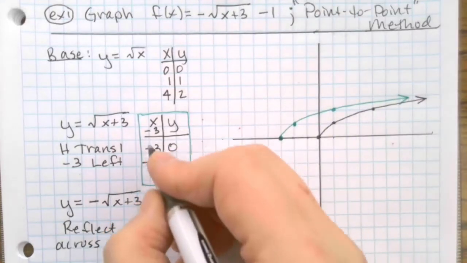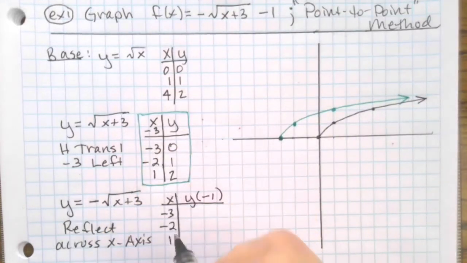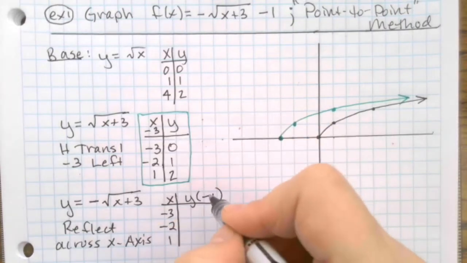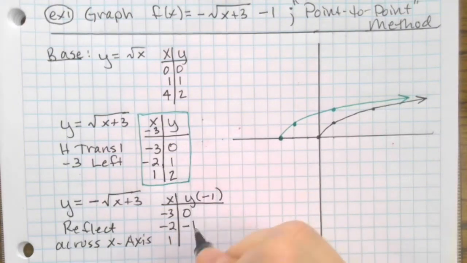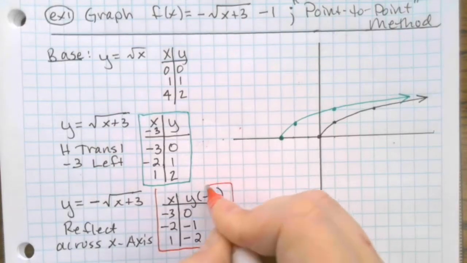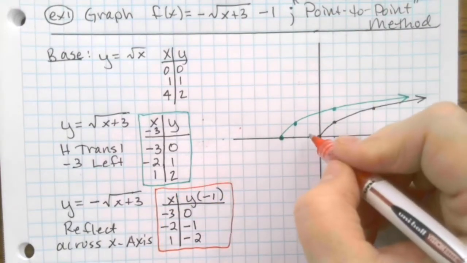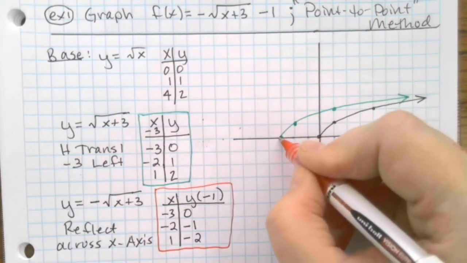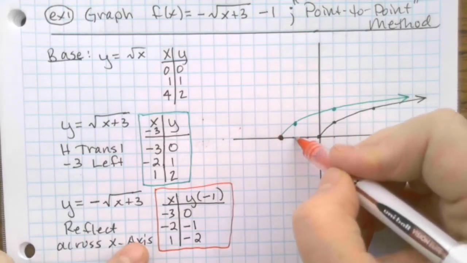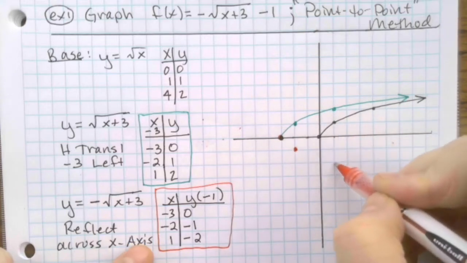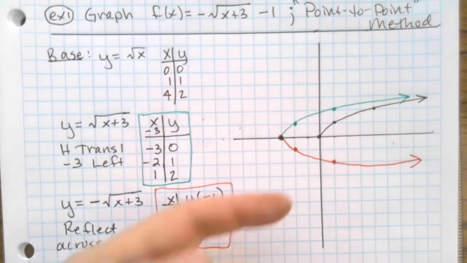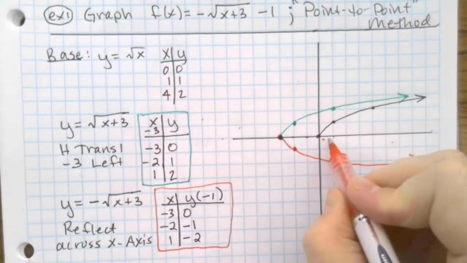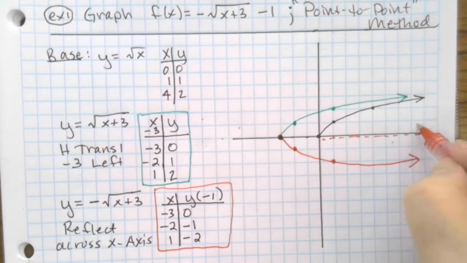The y's will change. So -3, -2, and 1 do not change. 0 times a -1 is 0. 1 times -1 is -1. 2 times -1 is -2. All right, this one is going to be the red line. So 1, 2, 3, -3, 0 doesn't change. -2, -1, 1, -2. And as you can see, the green line has definitely reflected across the x-axis. Here is our x-axis line of reflection.